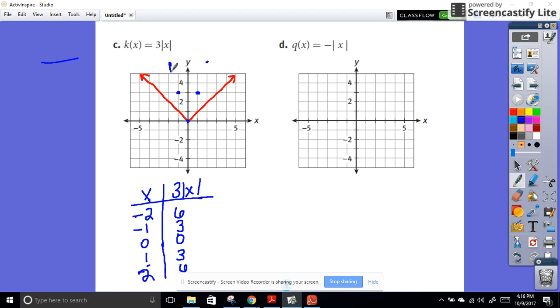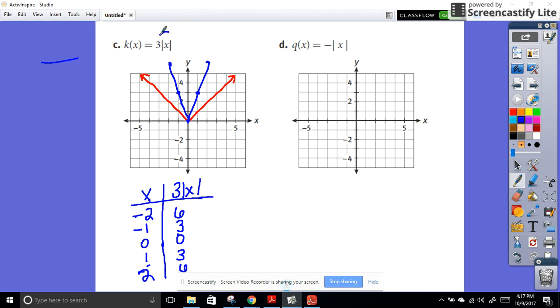Okay, so we still have this V going on. But what happened right there is each one of these Y values was multiplied or stretched by a factor of 3. So where it was 1, 1 times 3 became 3. Where it was 2, 2 times 3 became 6.